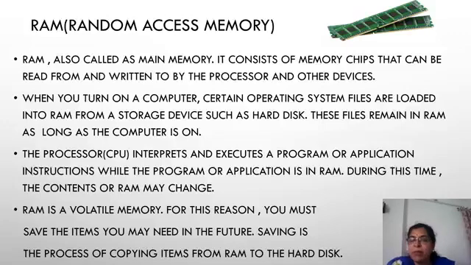RAM is a volatile memory. For this reason, you must save whatever work you have done because you may need it in the future. Saving is the process of copying items from RAM to the hard disk. From RAM memory to the hard disk, because whatever work you have done is stored in the RAM, it remains there, but whenever you save a particular work, that work is saved on the hard disk.